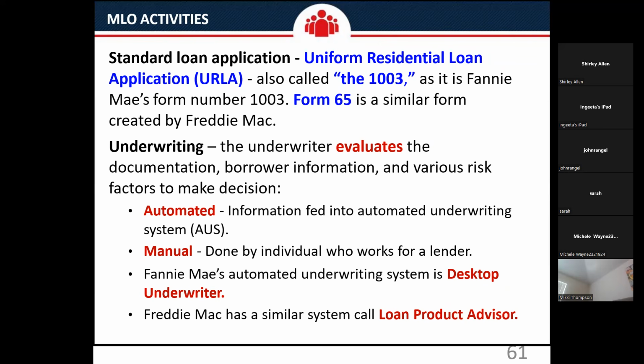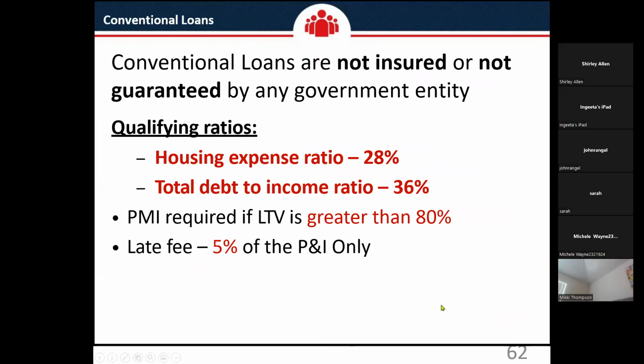Fannie Mae's automated underwriting system is Desktop Underwriter. That's why everybody's trying to get what they call the DU. Freddie Mac has a similar system called Loan Product Advisor. These are the various underwriting systems to help the loan move through the system expeditiously.